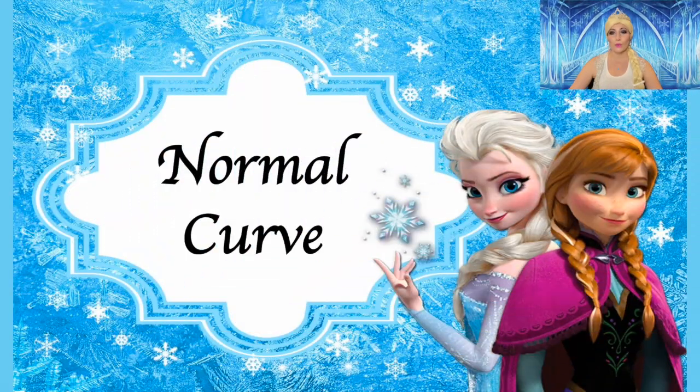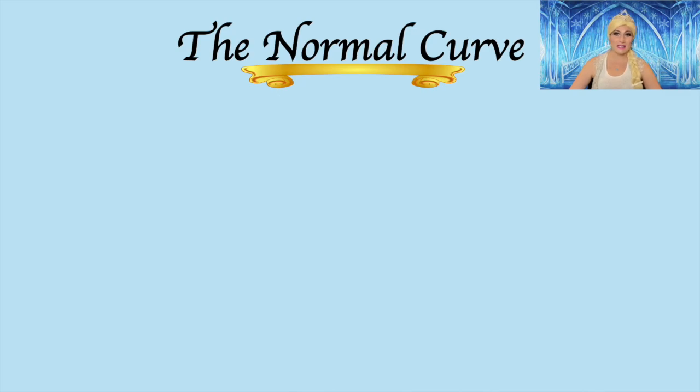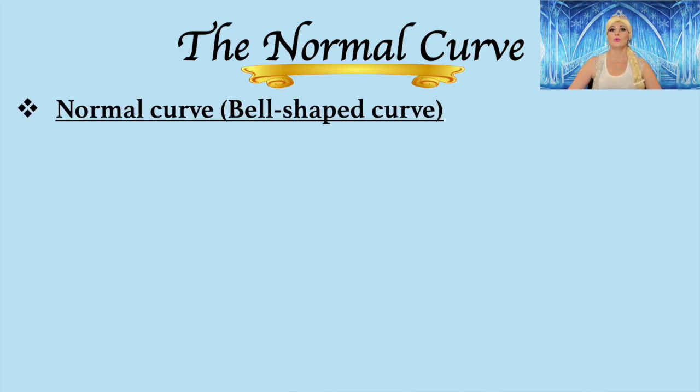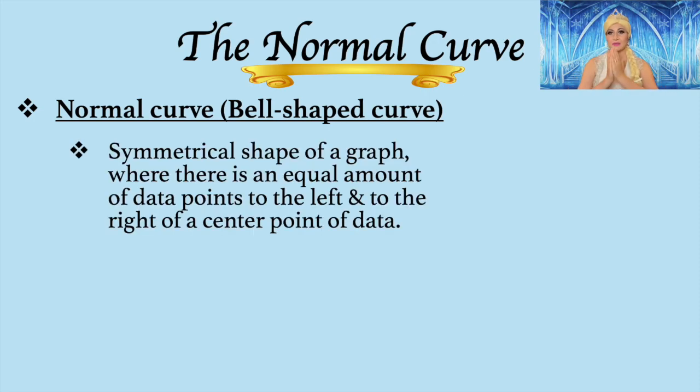Now we're going to talk about the normal curve. So as I mentioned previously, the normal curve is also known as the bell-shaped curve. What is special about the normal curve is that it is absolutely symmetrical. When something is symmetrical, it means that if you were to fold it in half, you would have the exact same thing on one side and the other. So these things that are symmetrical are in fact data points. With the normal curve, it states that there is an equal amount of data points to the left and to the right of the center of a point of data.